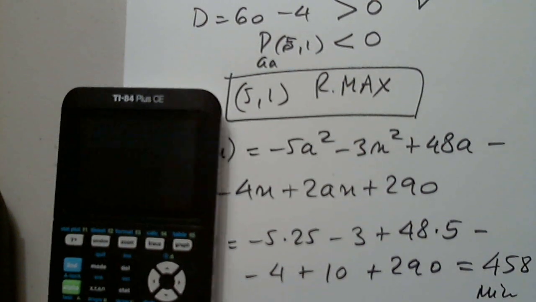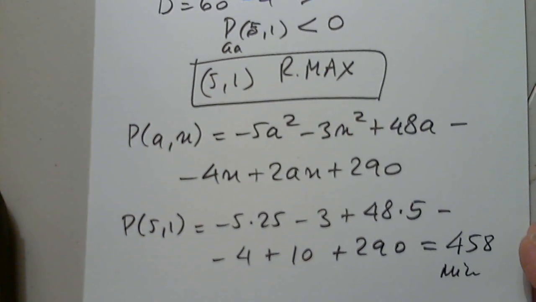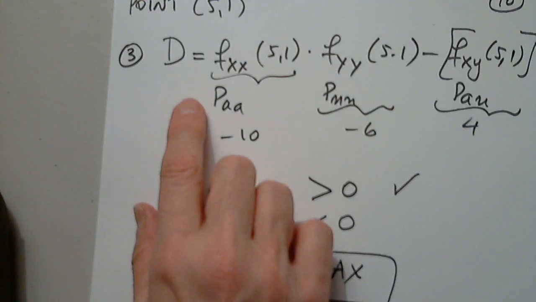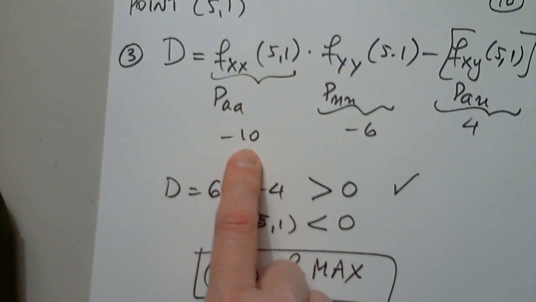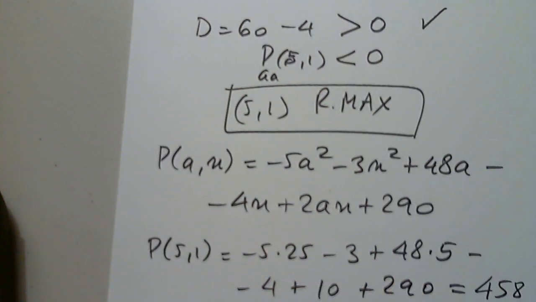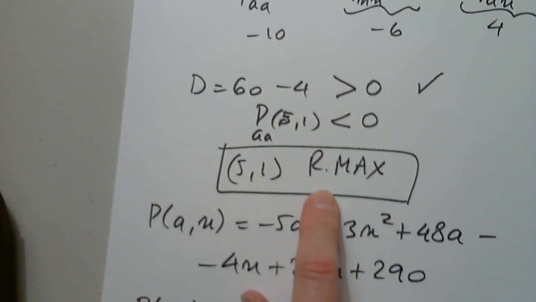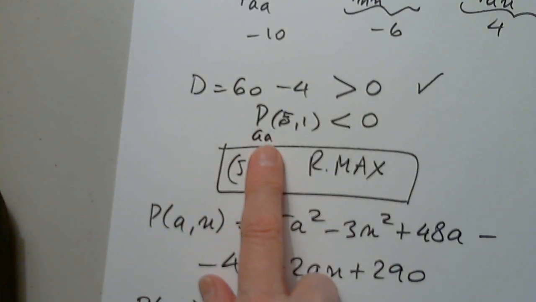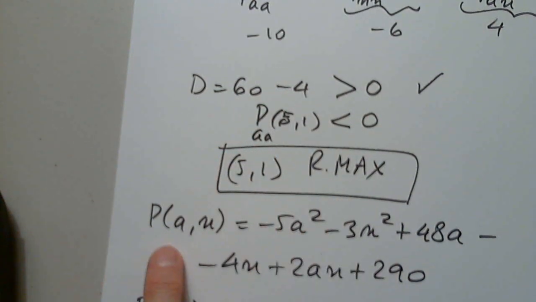This is the procedure called a D-test for finding relative max or relative min or none of the above. There are 4 options, right? When D is positive, the function is a max or a min, but it depends on fxx, the value of fxx, if it's positive or negative. If D is 0 or negative, nothing. So once we establish that D is positive and Paa was negative, we know now that 5, 1 gives a relative maximum for this function.